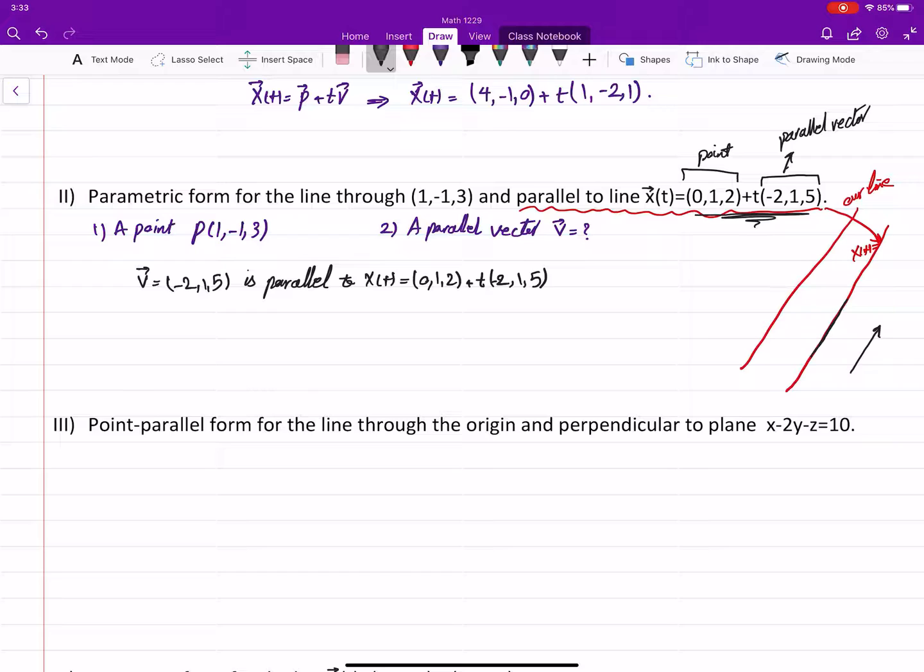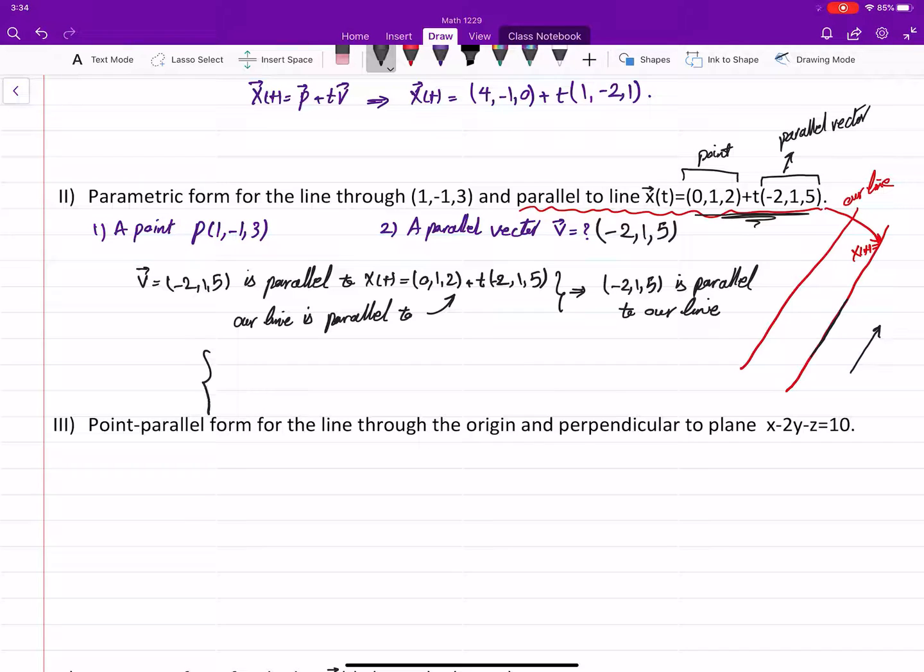And our line is parallel to the same line. As a result of that, (-2, 1, 5) is parallel to our line. It means that we found v is (-2, 1, 5).